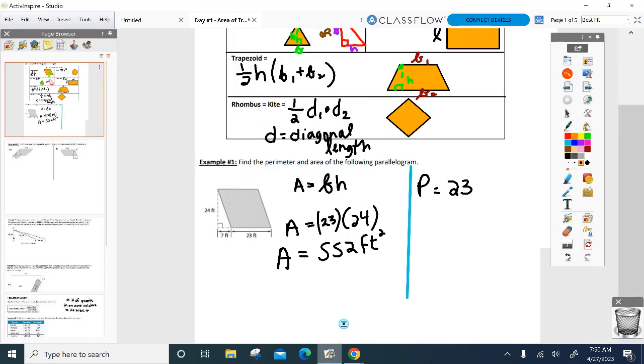I know that side's 23, and it's a parallelogram. So another side? 23. Opposite side's congruent, right? 23. Now, what about the other two sides? They are totally blank, but we now have a method to find them.